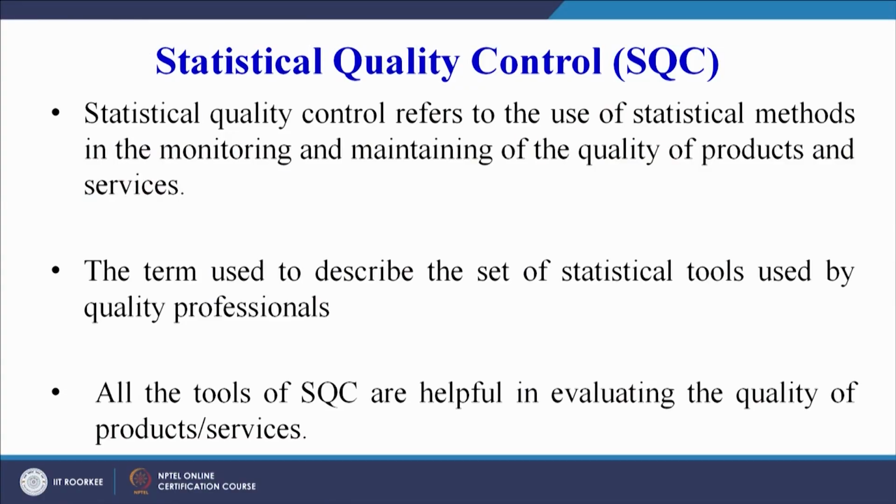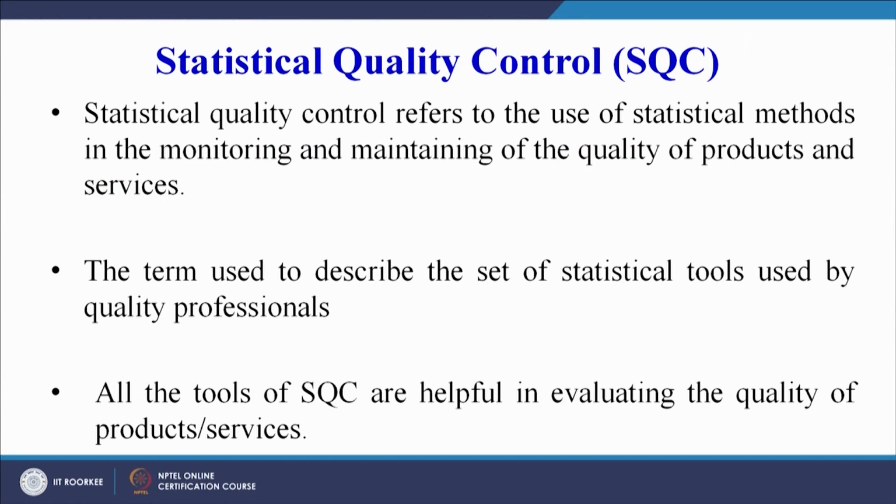statistical quality control. Now statistical quality control refers to the use of statistical methods in monitoring and maintaining the quality of products and services. So you can see that I have explained earlier those three words: statistical, quality and control. So we are going to use statistical methods here for controlling the quality. The term is used to describe the set of statistical tools used by quality professionals. All the tools of SQC are helpful in evaluating the quality of the products and services.